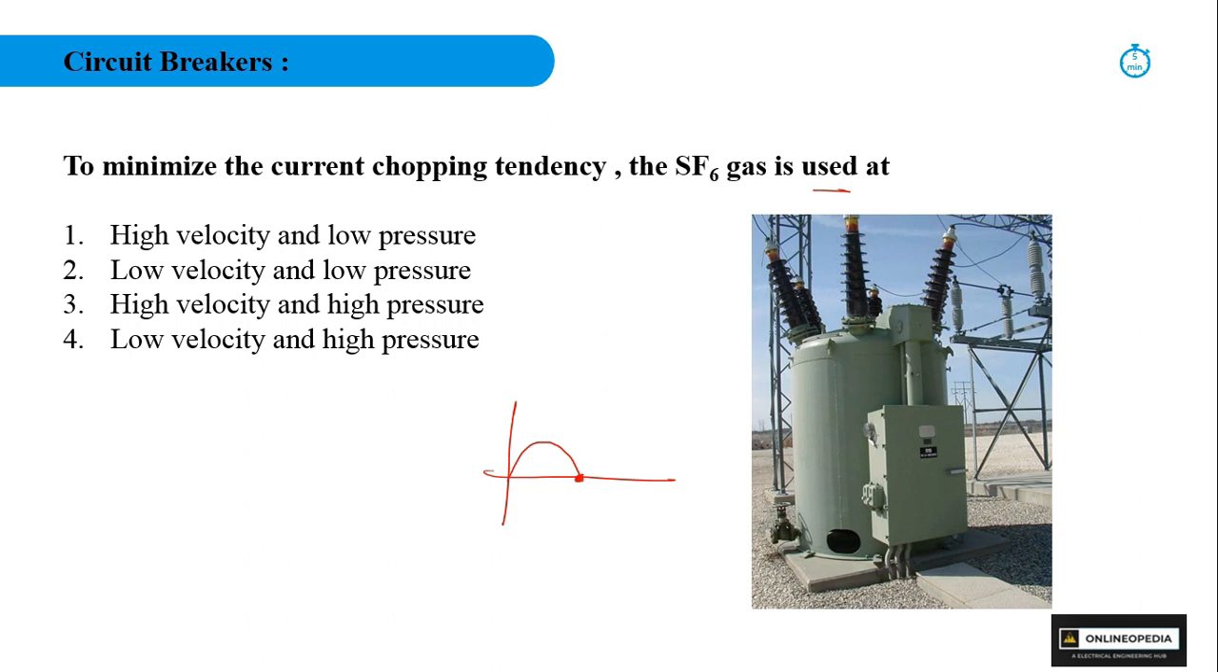Okay, so when a circuit breaker interrupts the current before the natural current 0, it is known as current chopping. So in case of an SF6 circuit breaker, the SF6 gas is used at low velocity and low pressure.